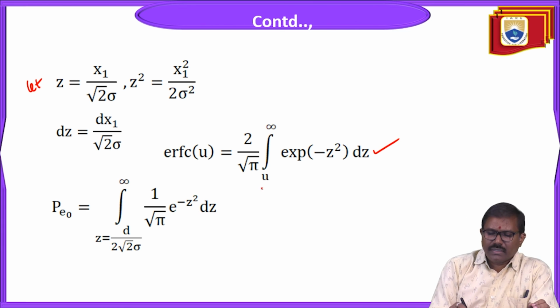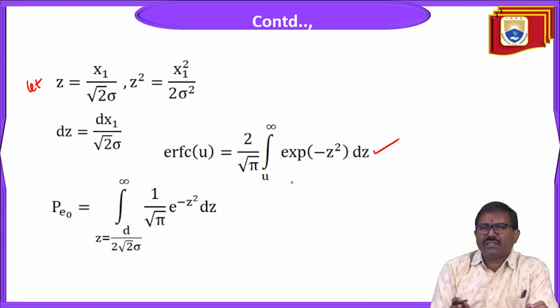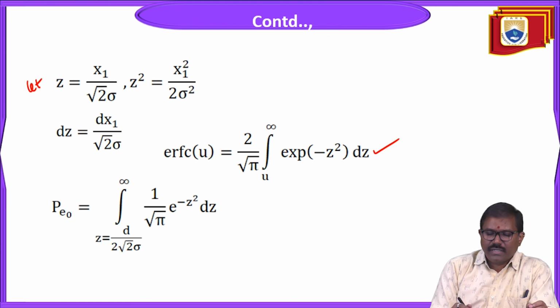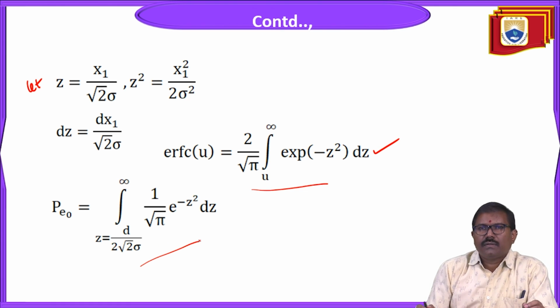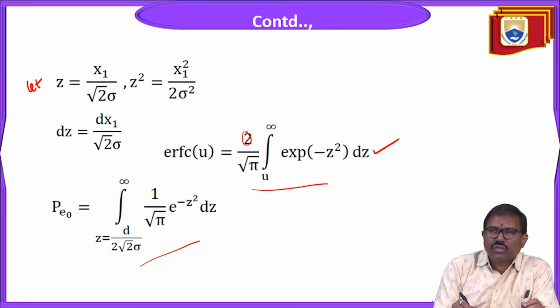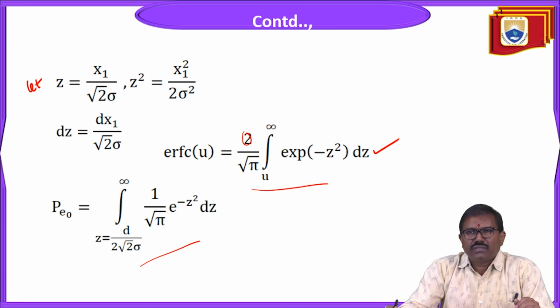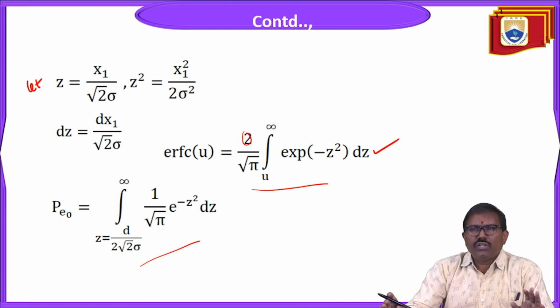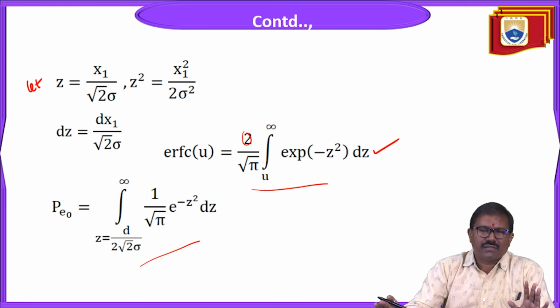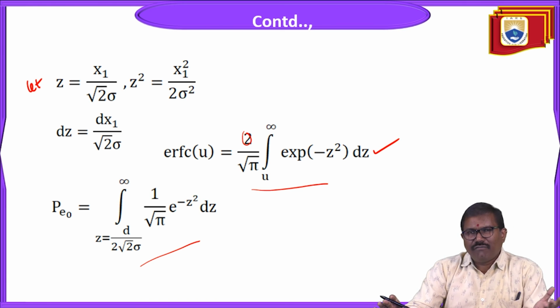So here the remaining is the same. That is what you saw on the right hand side for the error complementary function and the maximum likelihood function. The right hand side is the same for both. But what is the difference? Here only these two. When you move this 2 to the left hand side, what you get is 1 by 2. So the probability of error is equal to 1 by 2 ERFC of u. So I equate those two equations: the probability of error is equal to 1 by 2 of the error complementary function of u.